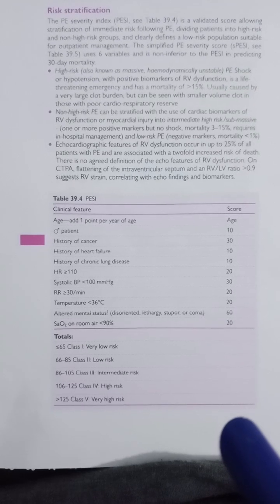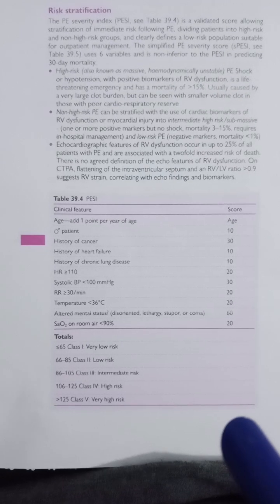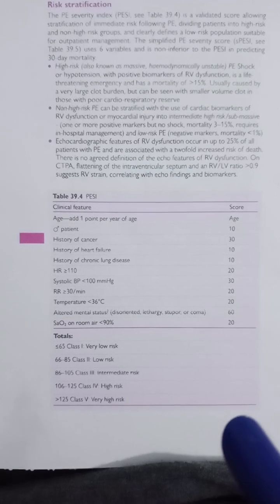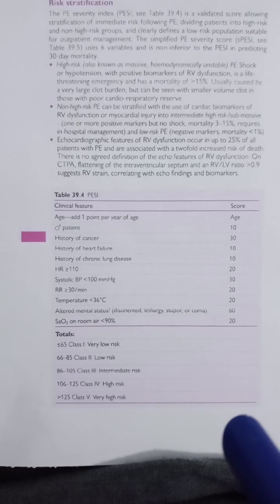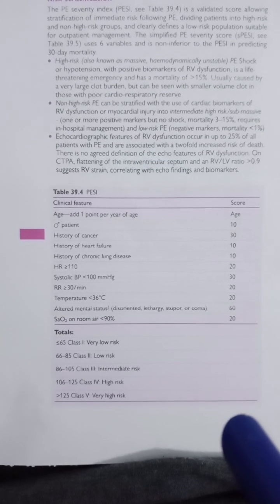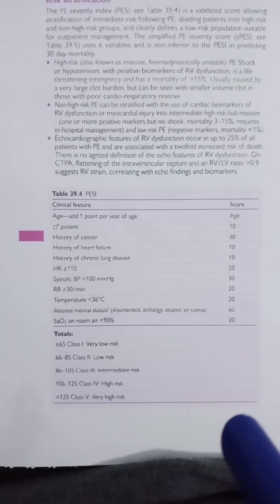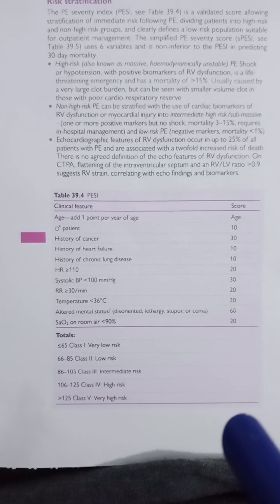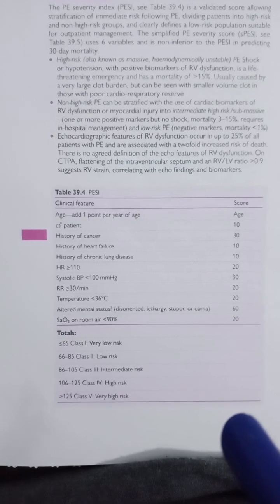Altered mental status, if the patient is disoriented or there is lethargy or stupor or coma, the score will be 60. Saturation on room air below 90, the score will be 20. The total score below or equal 65, the class 1, will be very low risk.